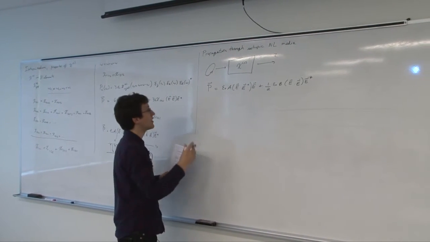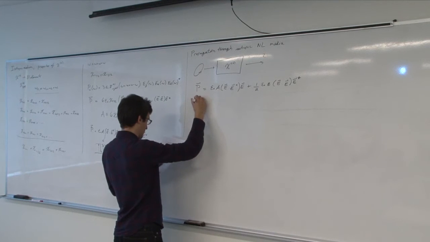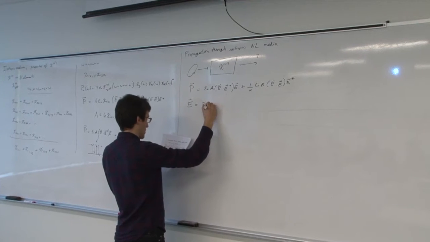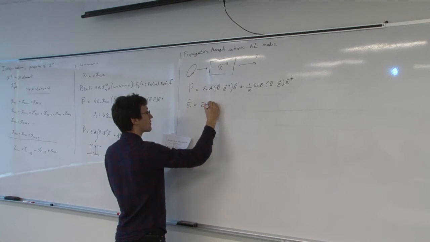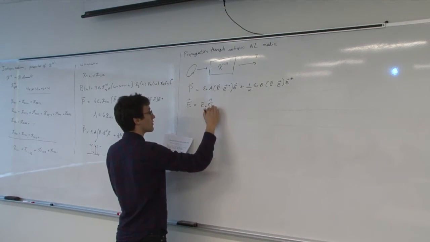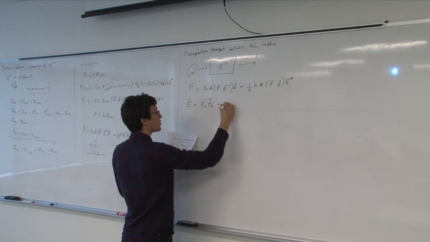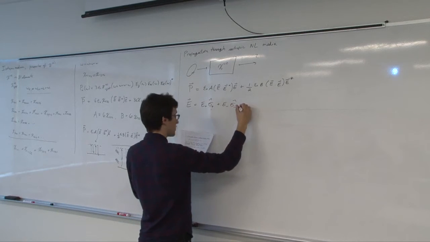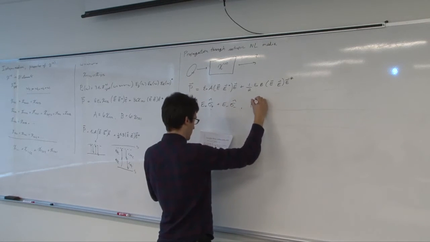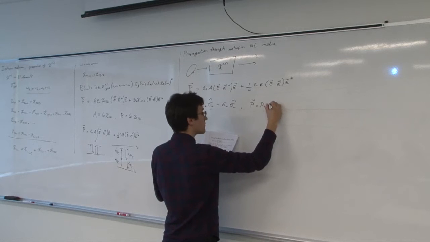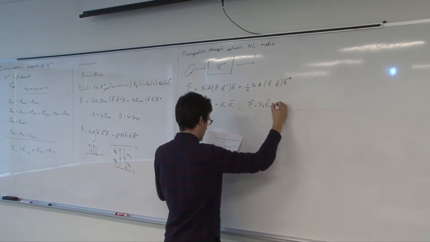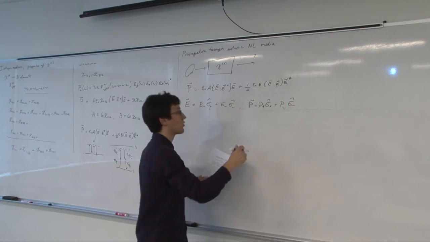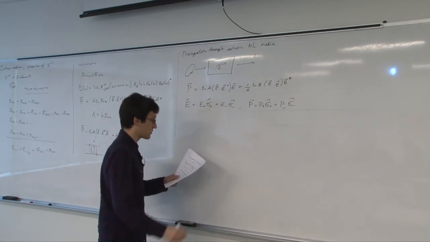Okay, so we will need to use a new basis. So we'll write the electric field as a contribution plus and a contribution minus. Same thing for P. So those are our new basis vectors.